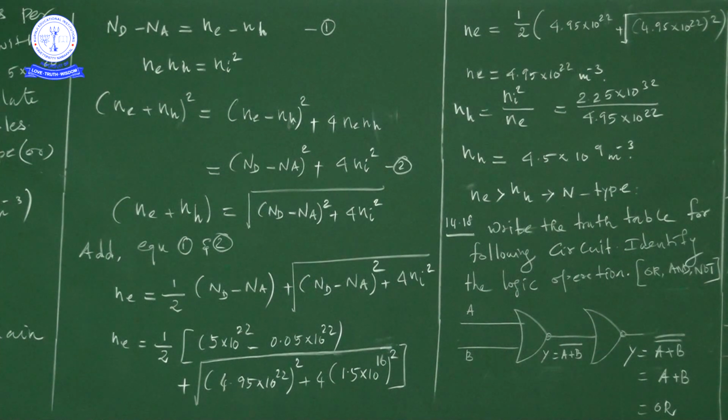So from the logic operation you can calculate, then you can identify whether it is the OR gate or AND gate or NOT gate. So they are giving the 3 gates. So first of all you see the gates. So A, B. So this is the NOR gate.